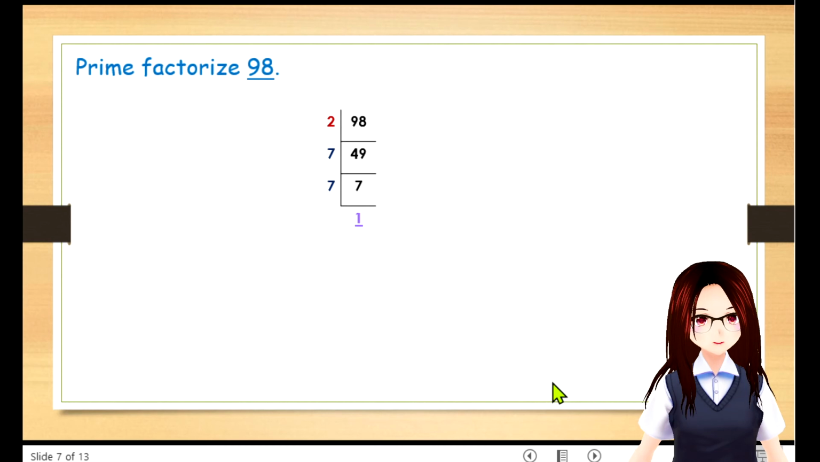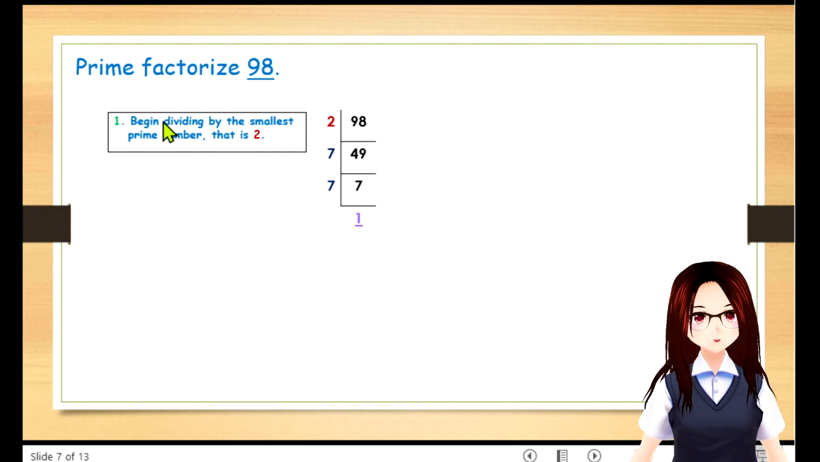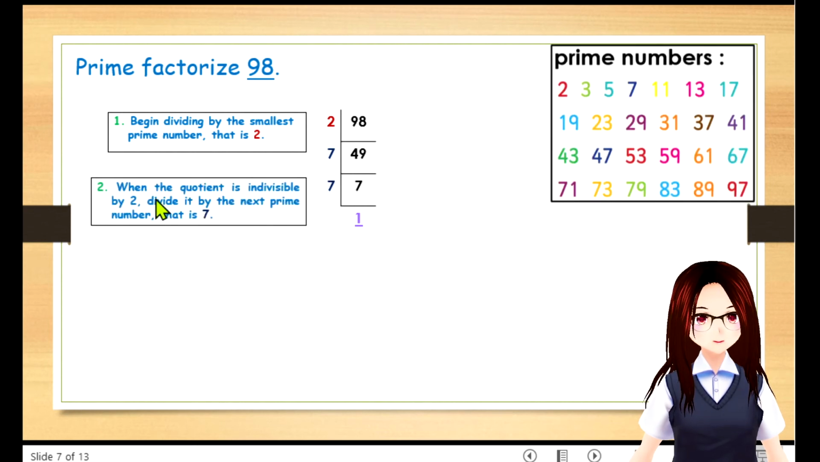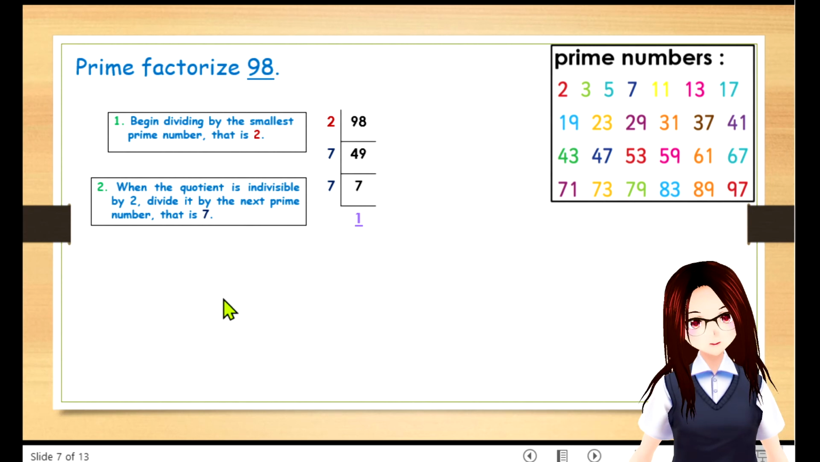Now, let's have another example. Prime factorize 98. Okay? First step, always divide by the smallest prime number, that is 2. So 98 divided by 2 equals 49. Okay, next, it is indivisible by 2. Now let's divide by the next prime number. So here, 49, we divide it by 7 because we can't divide it by 3 and 5. So we divide it by 7.